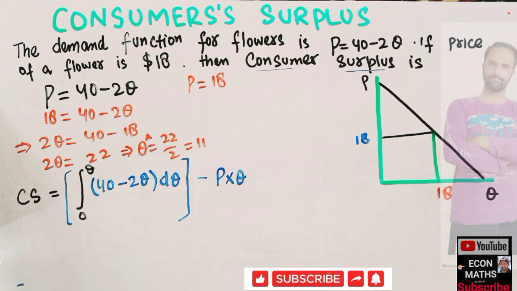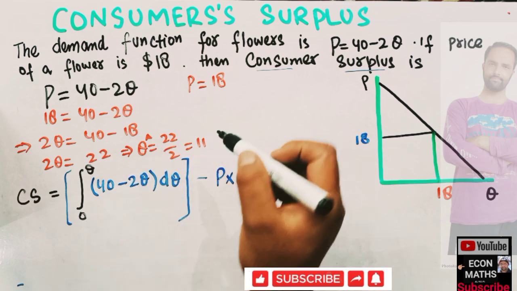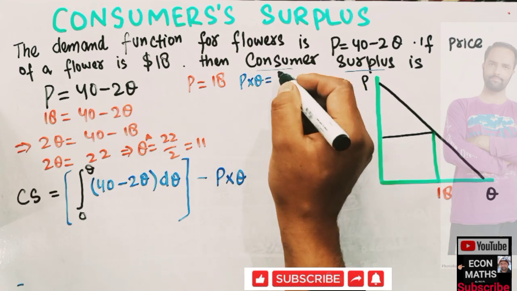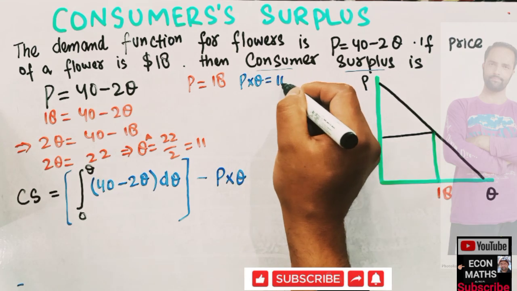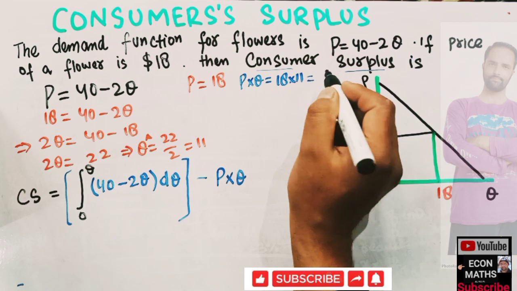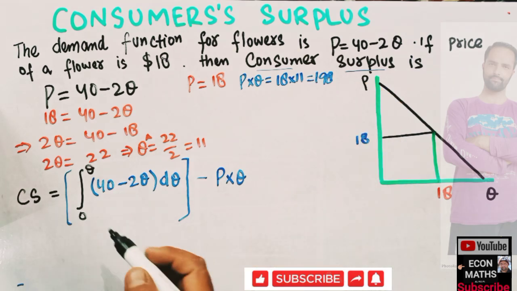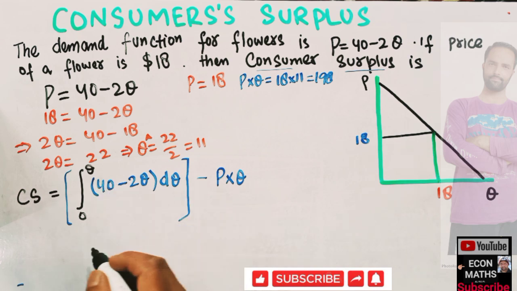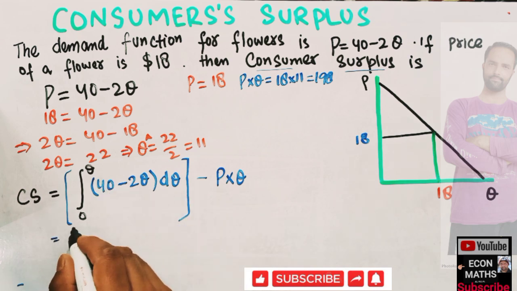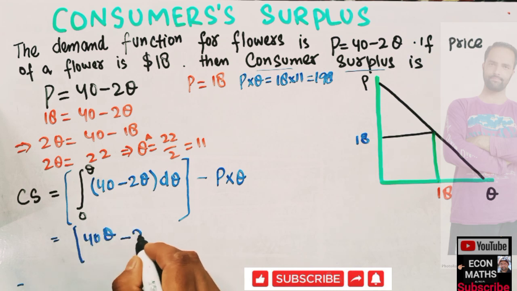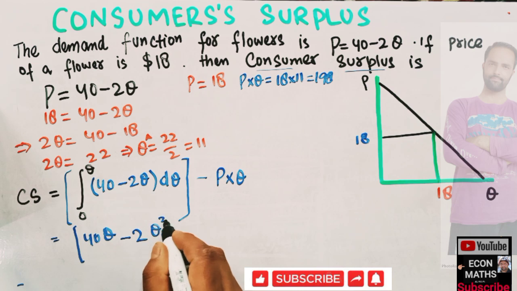So we got Q is equal to 11, and P is 18, then P into Q is equal to 18 into 11, so this will come out to be 198. Using this very formula, we take the integral here. The integral of 40 is 40Q, minus 2, and the integral of Q is Q square upon 2.